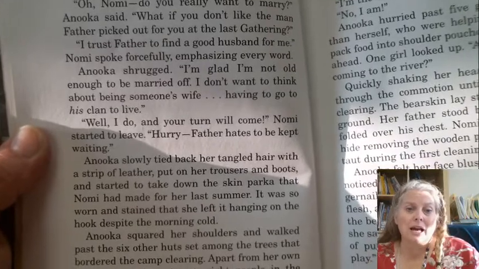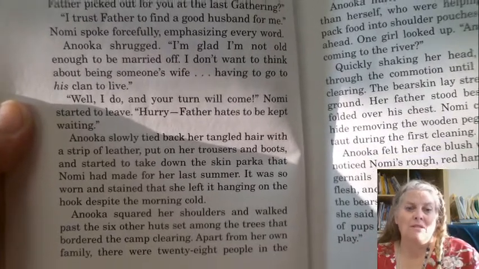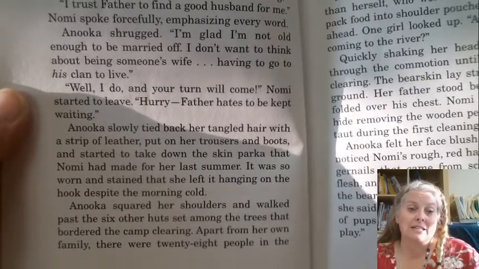Anouka shrugged. "I'm glad I'm not old enough to be married off. I don't want to think about being someone's wife, having to go to his clan to live."